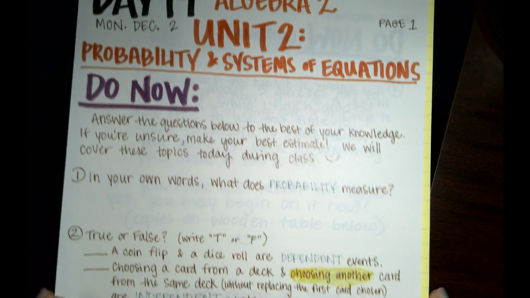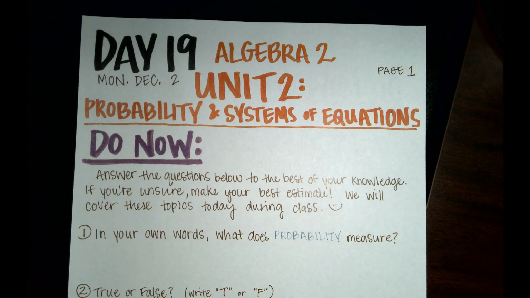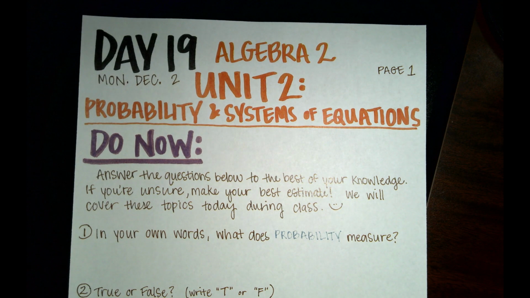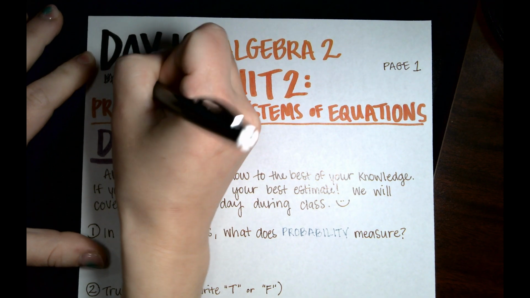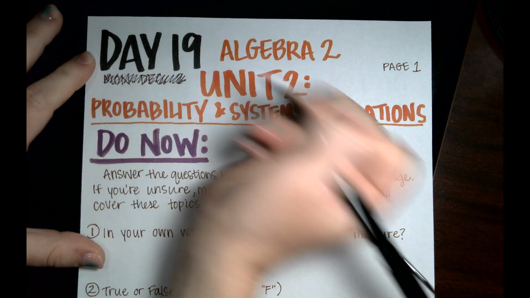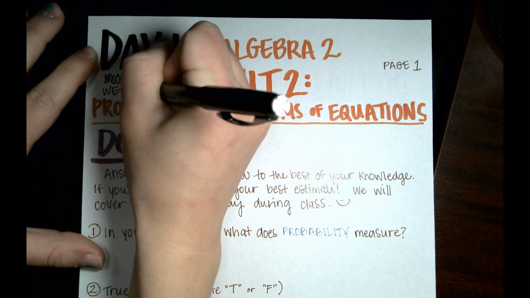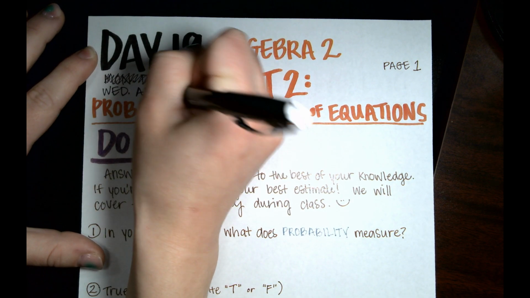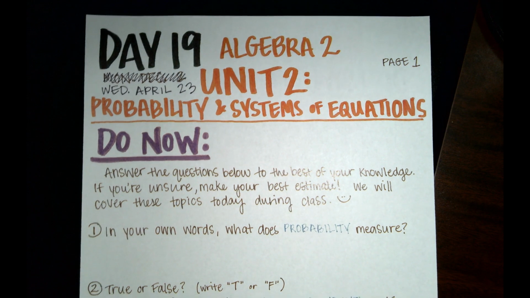So it is day 19 today, and we are starting Unit 2. Now, this paper has the wrong date on it, so I'm just going to change that on mine for the sake of this video. It is Wednesday, April 23rd. Okay.